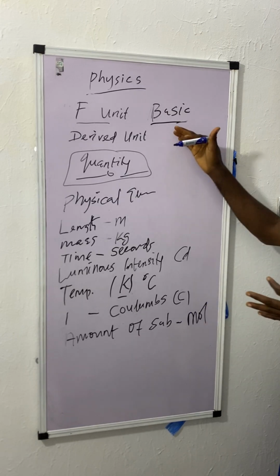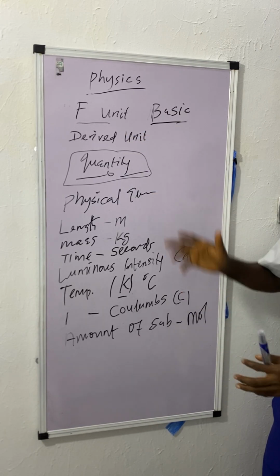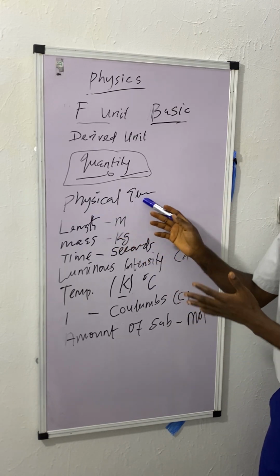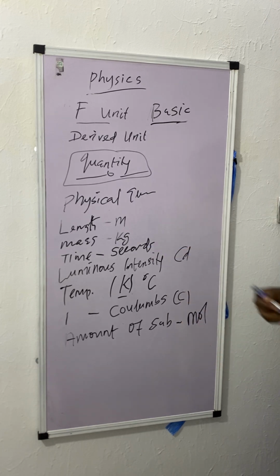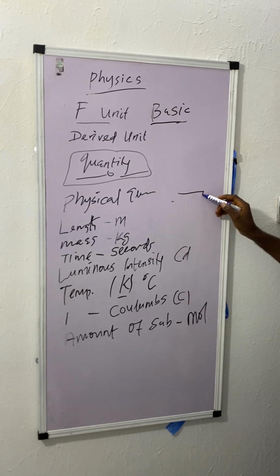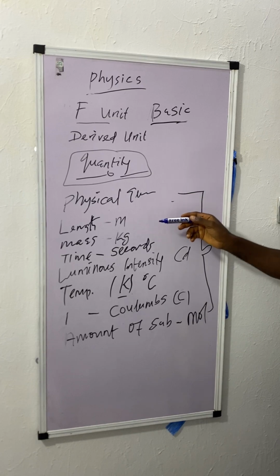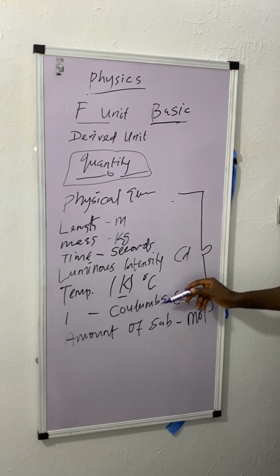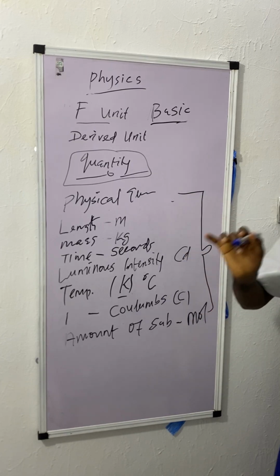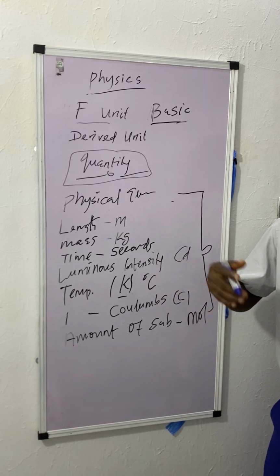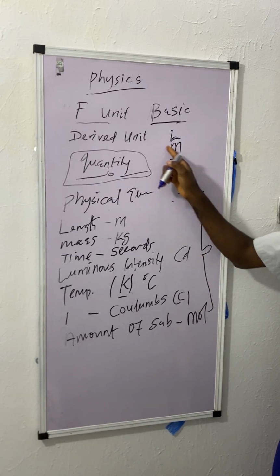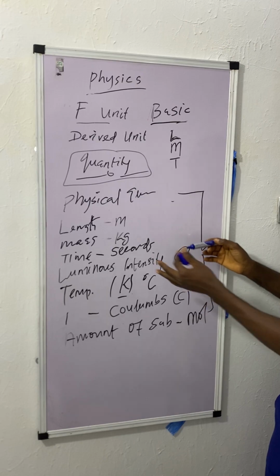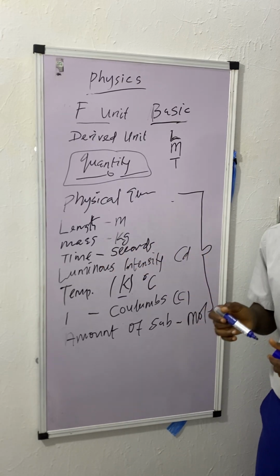So these are the fundamental units used to measure physical quantities. They are the basic units used to measure fundamental physical quantities. So these quantities here are known as the fundamental physical quantities: 1, 2, 3, 4, 5, 6, 7. But the most important fundamental physical quantities, which are very important in dimension, are length, mass, and time. They are the three most important fundamental physical quantities normally used in dimension.